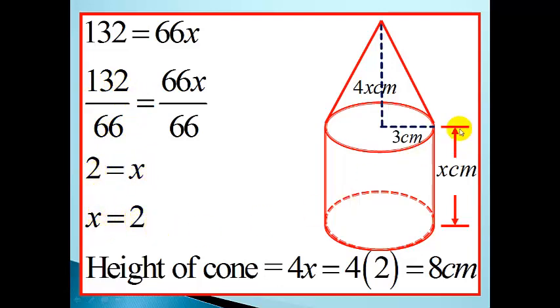Take note that the height of the cylinder was x. So if you want to find the height of the cone, the height of the cone is 4x. That means we have to multiply 4 by the value we had for x, that is 2. And so 4 times 2 is equal to 8 centimeters. So the height of the cone is equal to 8 centimeters.